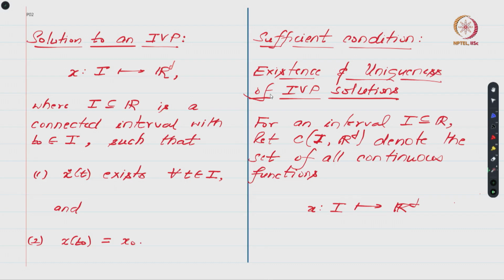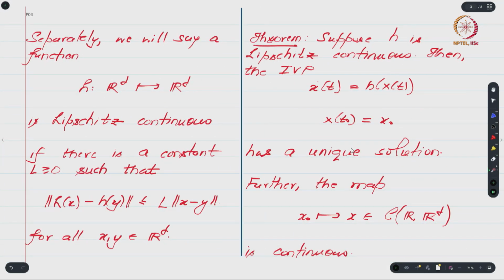The first among this is this set. So for any interval I which is a subset of R, we will use this notation C(I, R^d) to denote the set of all continuous functions which go from I to R^d. Notice that this I is from here and this R^d is over here. So basically this set consists of all continuous functions whose domain is I and the range is R^d. Okay, so this is what this notation means.